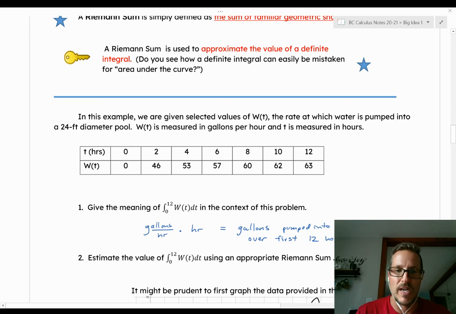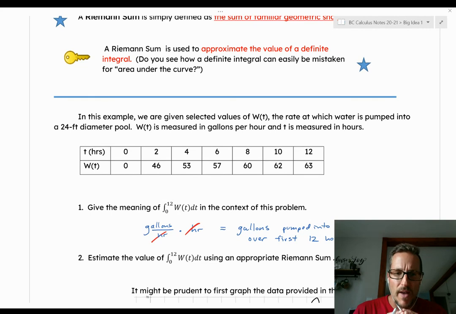So what's the meaning of the integral from 0 to 12 of W of t with respect to t? Well, again, a definite integral is representative of, that's right, product. So we're going to multiply the units together. So we have gallons per hour multiplied by hours. Hours cancel, just gallons. The number of gallons that have been pumped into the pool over the first 12 hours is the meaning of that definite integral.